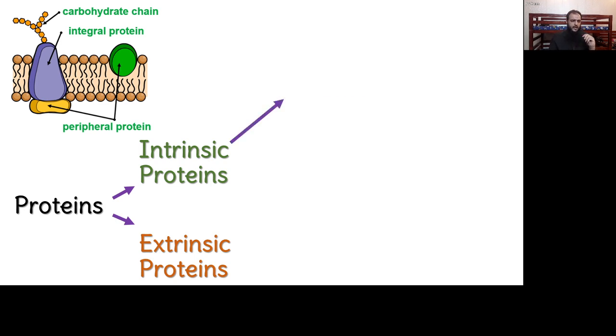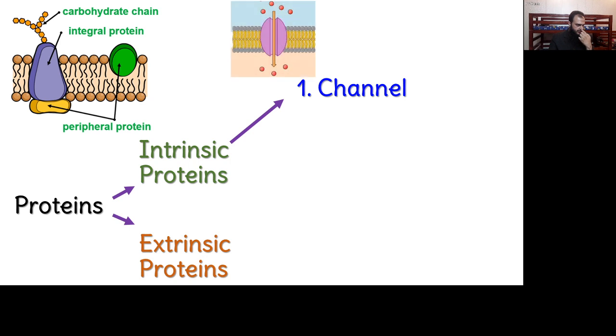Okay, so there are 4 types of intrinsic proteins that we're going to talk about. The first one is known as a channel protein. Now, as is obvious from the name, it acts as a channel for substances to pass through. The following diagram is an animated representation of how a channel protein looks. You can see that the ions are entering through. So this purple thing is the channel protein, okay?